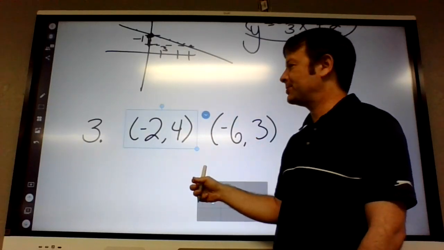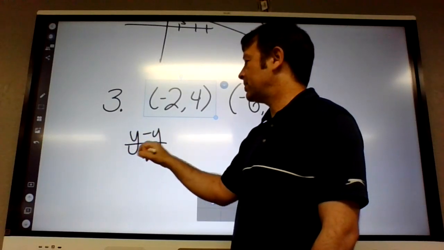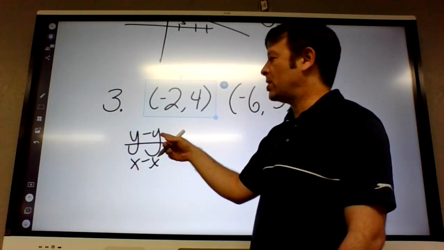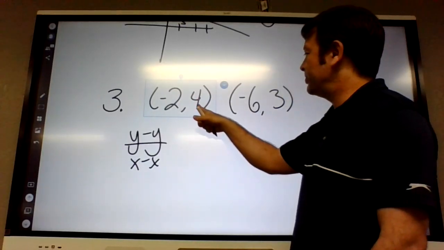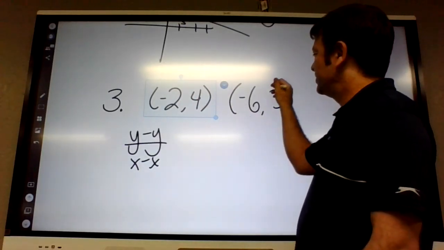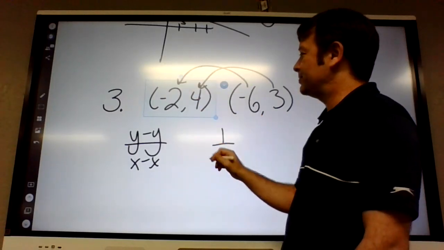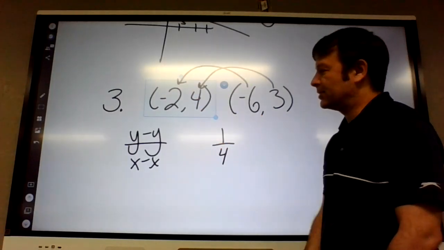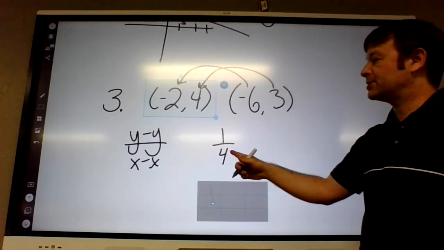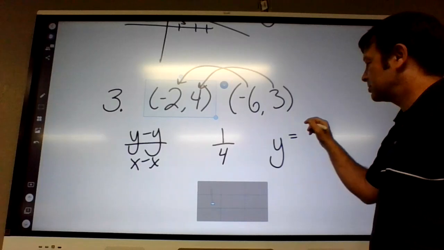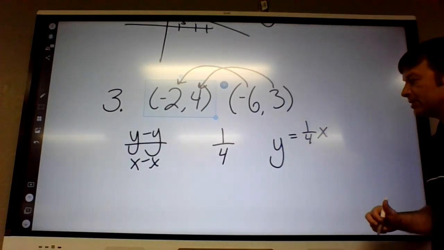Okay, well you can count on your graph, we could actually use the slope formula. You guys remember the slope formula? Oh, y minus y over x minus x. Yeah. The change in y's is the rise, and the change in x's is the run. So from 3 to 4, that rise is 1, and from -6 to -2, it's 4. That would be the slope. Or you can just count it on the graph, right? It goes up 1 and over 4.